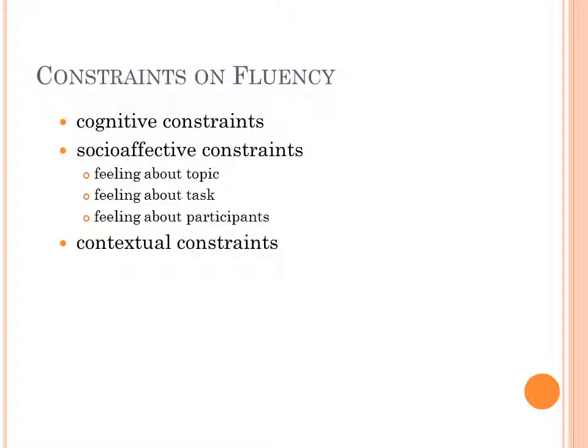Now, by affective factors, we're referring to the emotional aspects. And socio, of course, refers to social. So some of the things we're concerned with here are how the test taker feels about the topic, the participants, and the situation. How self-conscious the test taker is. And we can include procedures in our assessments that help test takers to feel at ease if we want to lower the degree that socio-affective constraints affect the test taker's fluency.